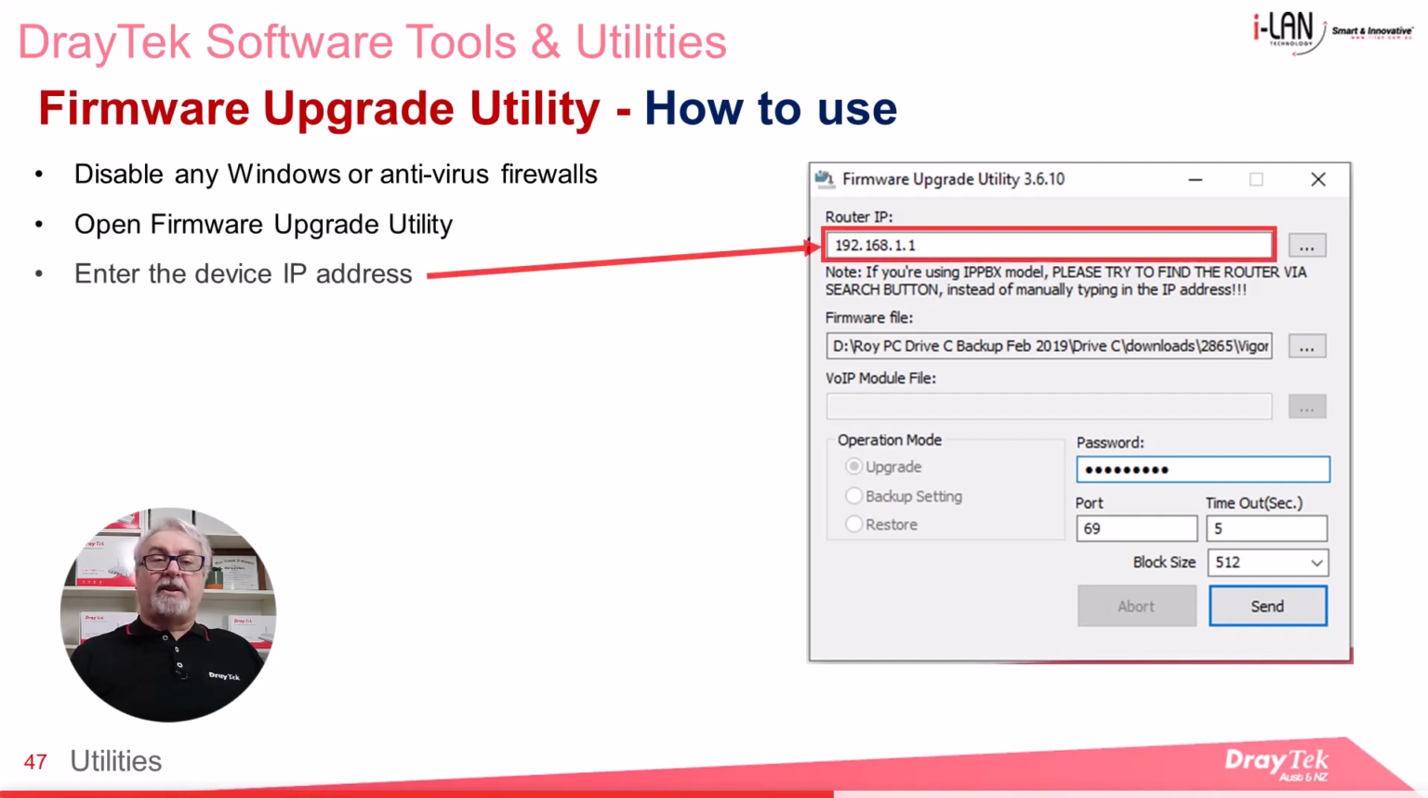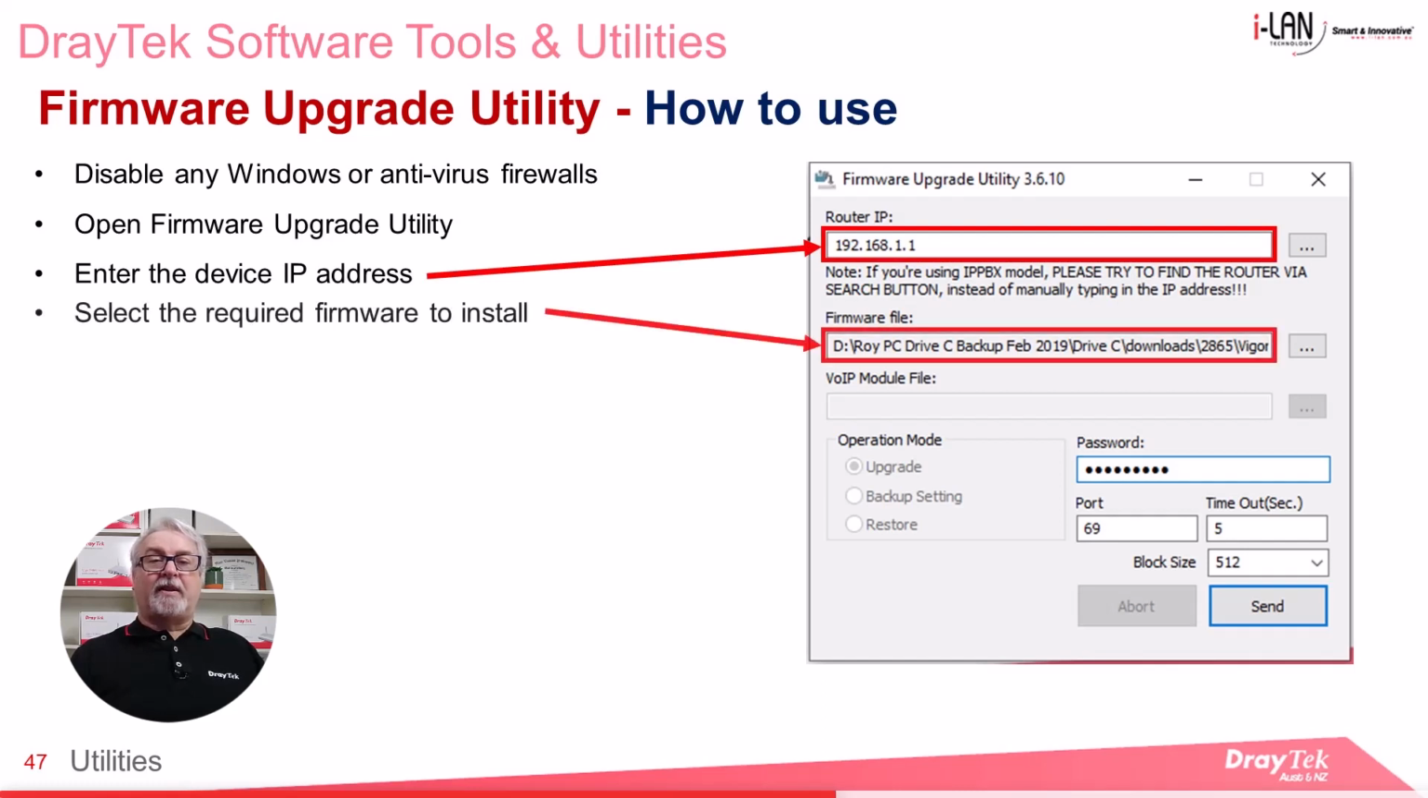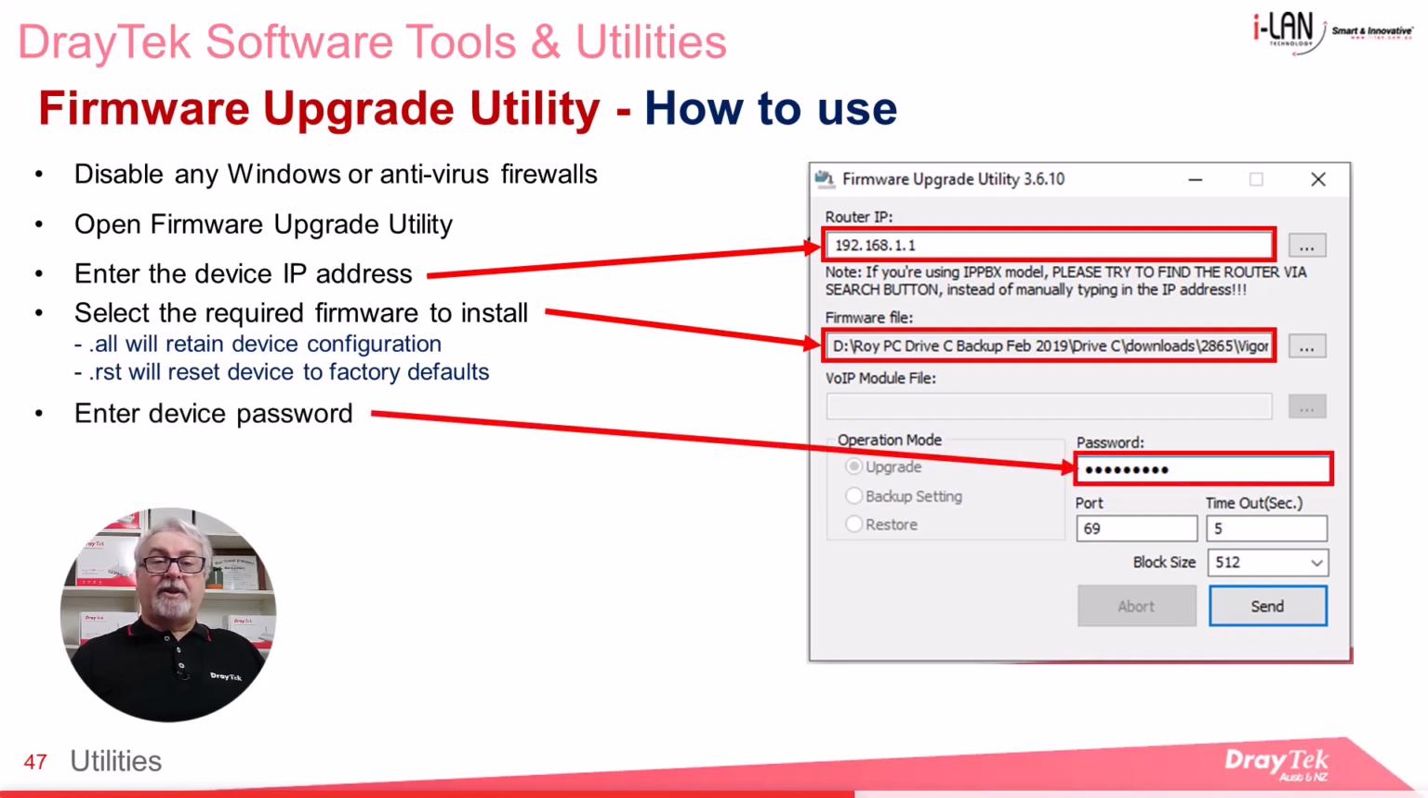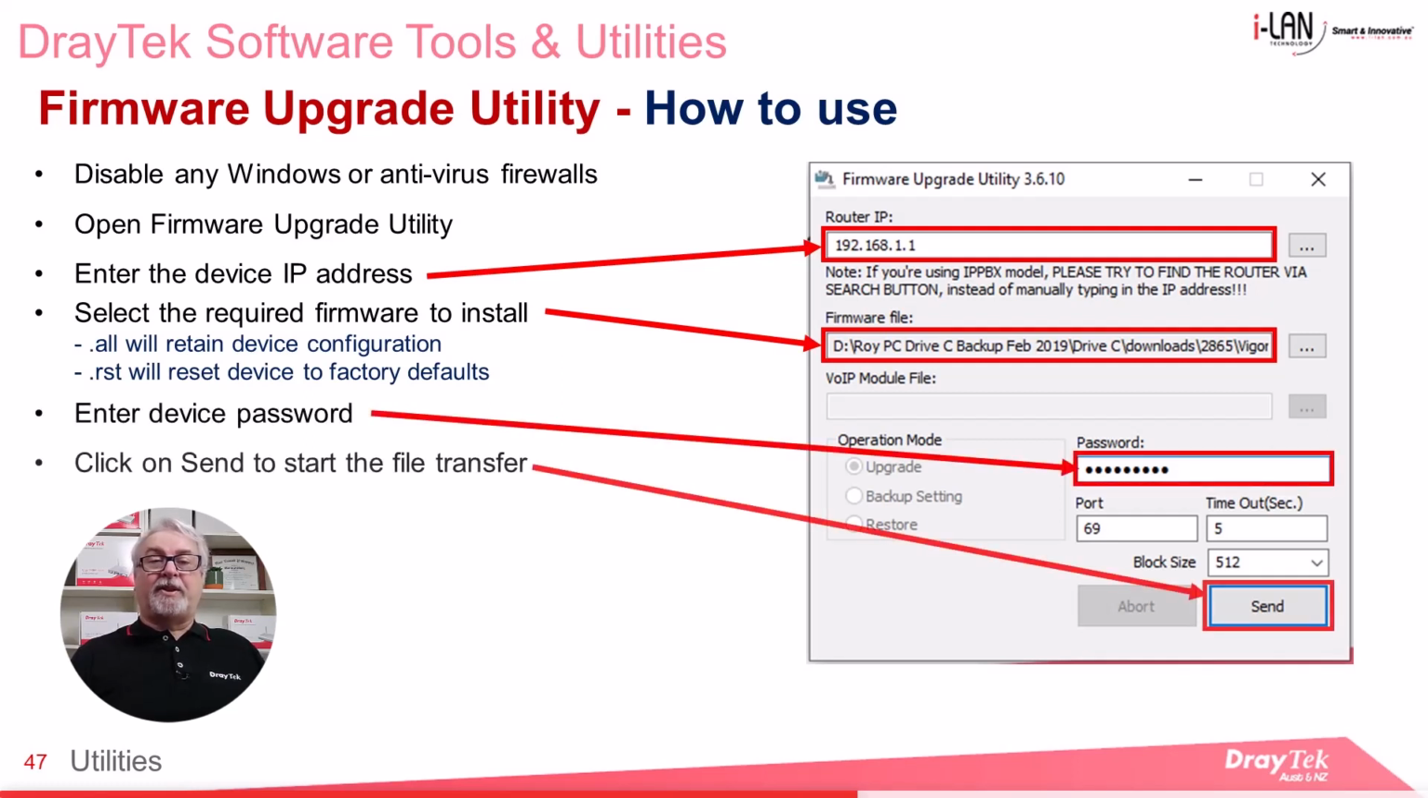The first step is to enter the device IP address and then select the firmware file from your PC. A point to note is that installing the firmware file with the .all extension will retain the device configuration, whereas installing a firmware file with the .rst extension will reset the device to factory default settings. Next step is to enter the device admin password and then click on Send to start the file transfer.